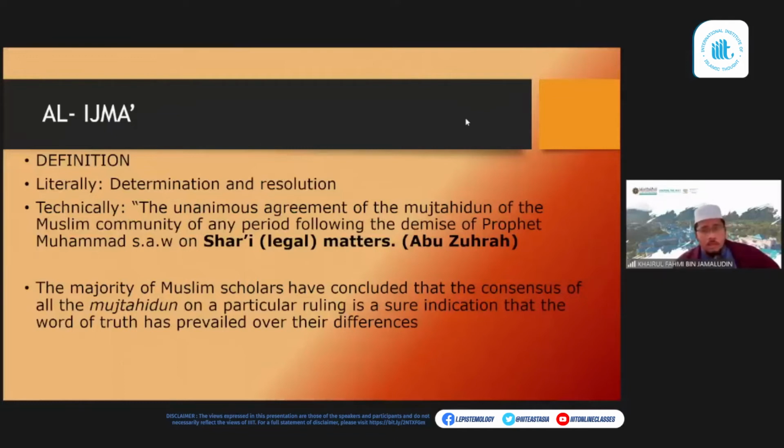So when you talk about ijma, ijma can only take place after the demise of the Prophet, and there can be no ijma when the Prophet was still alive. The majority of Muslim scholars have concluded that the consensus of all mujtahidun on a particular ruling is a sure indication that the word of truth has prevailed over their differences. Basically, when they were making this consensus, they focused on the word of truth rather than on their differences. So this is ijma.